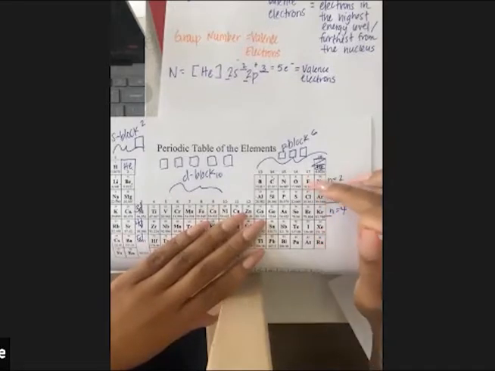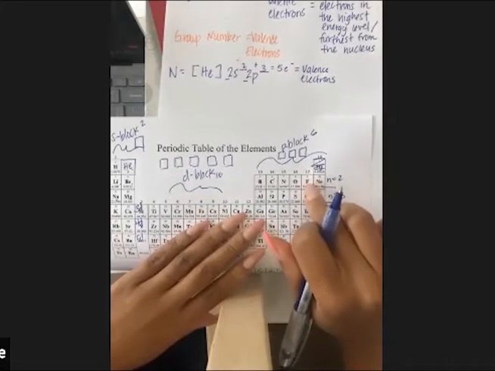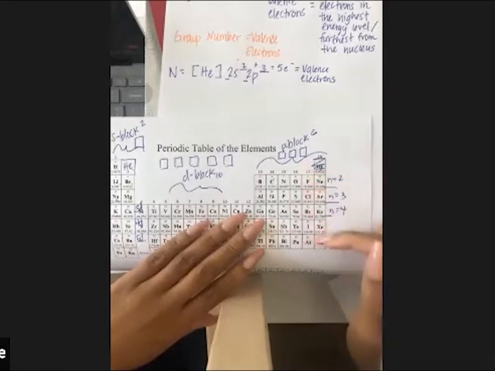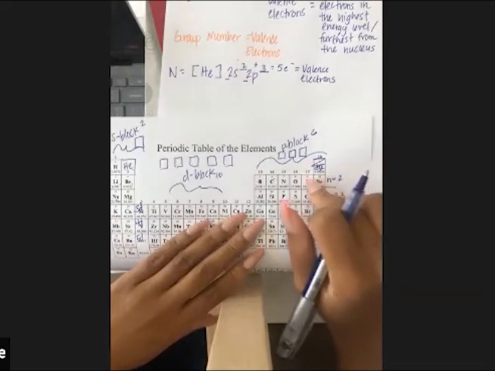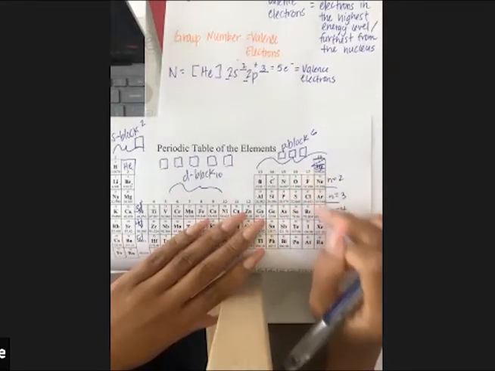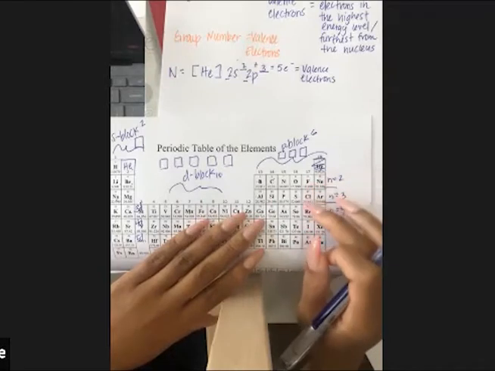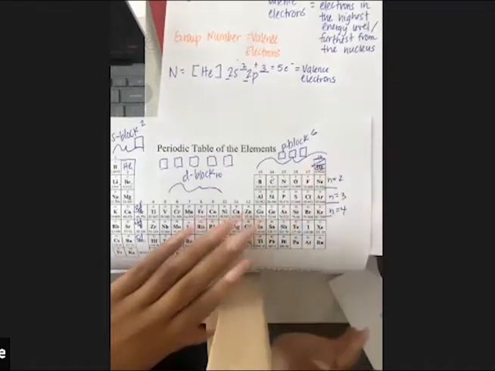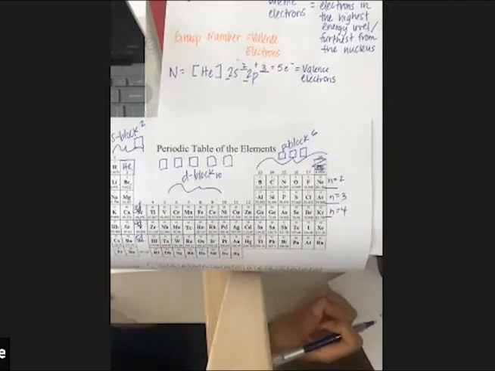For instance, fluorine. Remember, when fluorine turns into an ion, it has 7 valence electrons normally, but when it turns into an ion, it turns into F minus. That means it has 8 electrons, and that's why it gains an electron, because it wants to have 8 valence electrons like the noble gases.